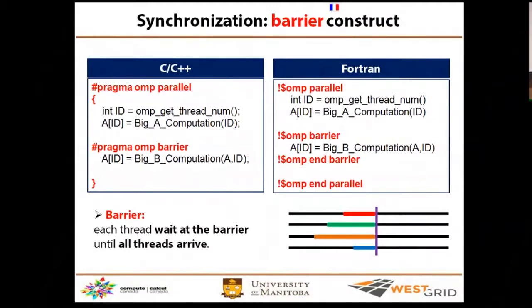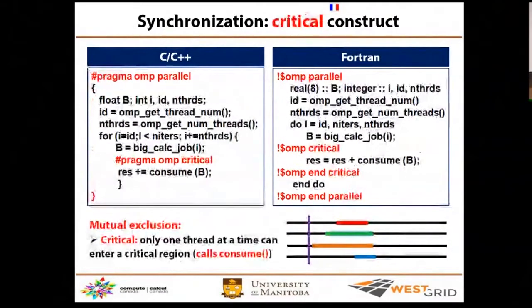So for critical, this is the same concept, pragma OMP critical. It says that only one thread at a time. So if the first thread arrives, it will execute. And if another thread arrives at the same time, it will wait until the first one finishes.